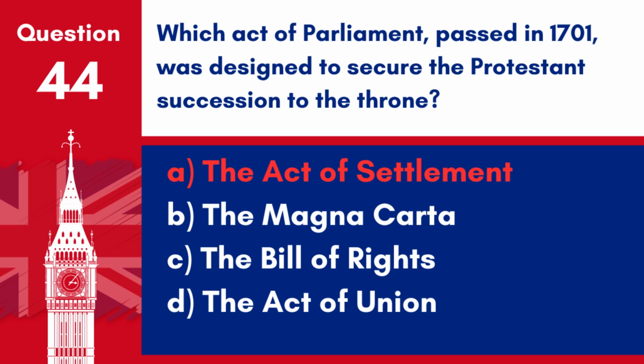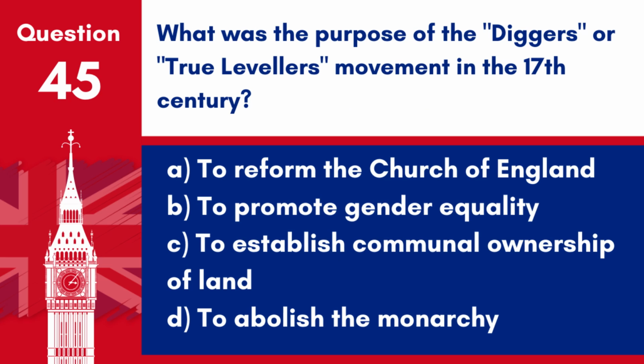Answer: A. The Act of Settlement. The Act of Settlement was passed in 1701 to ensure that the English throne would remain with the Protestant House of Hanover.